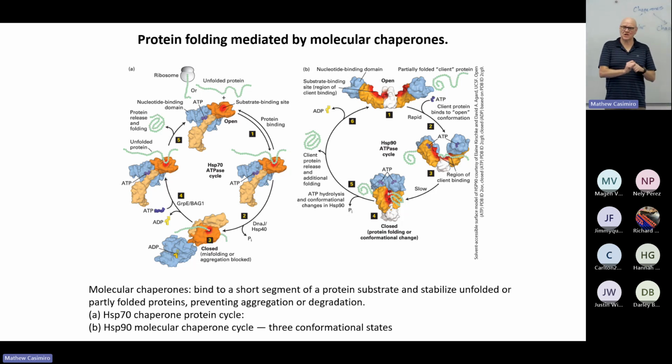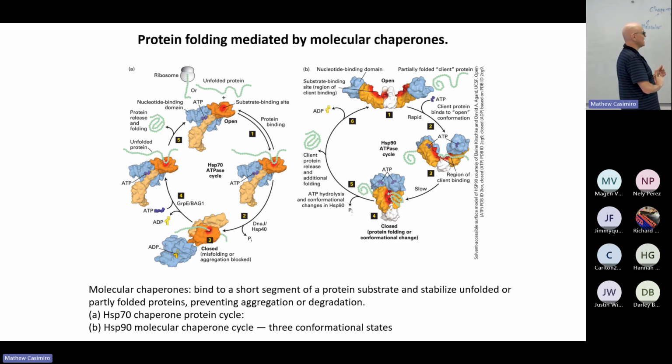Okay, some chaperones are involved in activating proteins, and the chaperone will hold on to the protein until it's given a signal to release the protein, and then the protein can go and do its function. All right, so it can act as a switch within the cell that turns things off and turns things on.